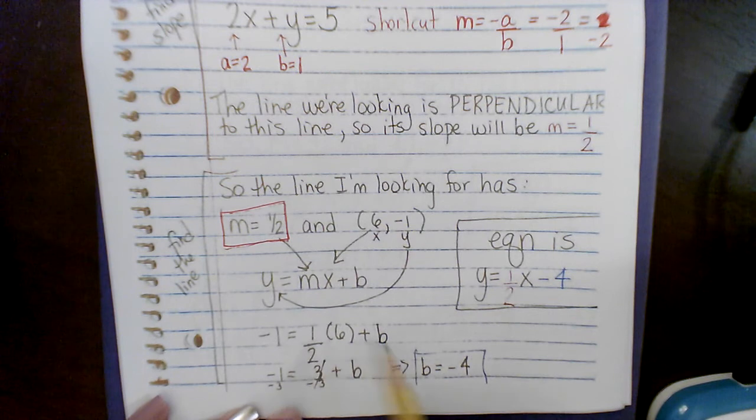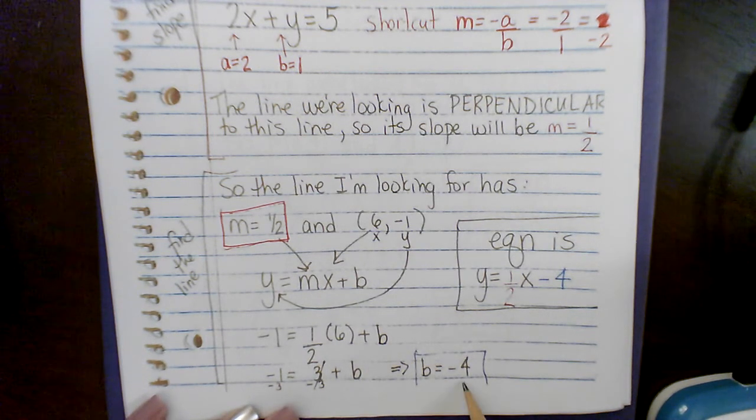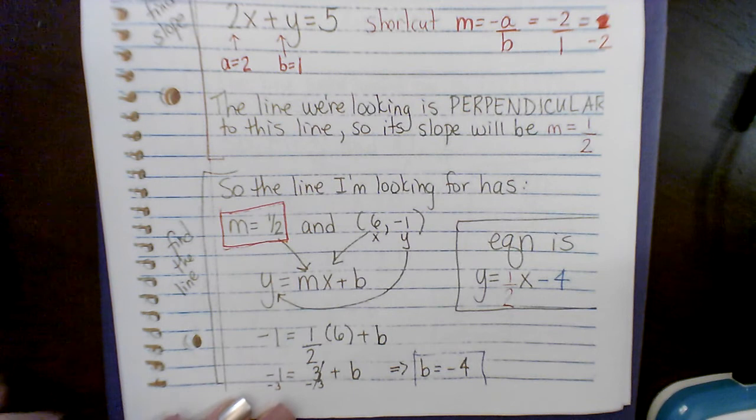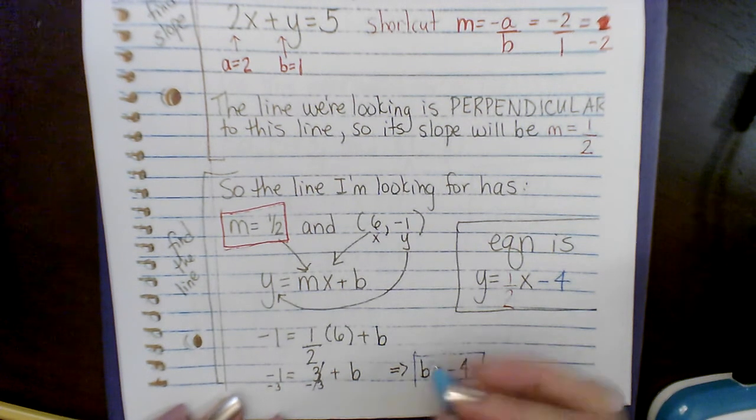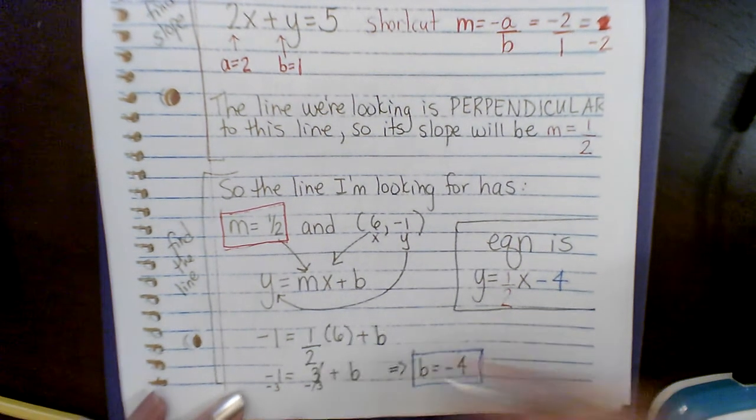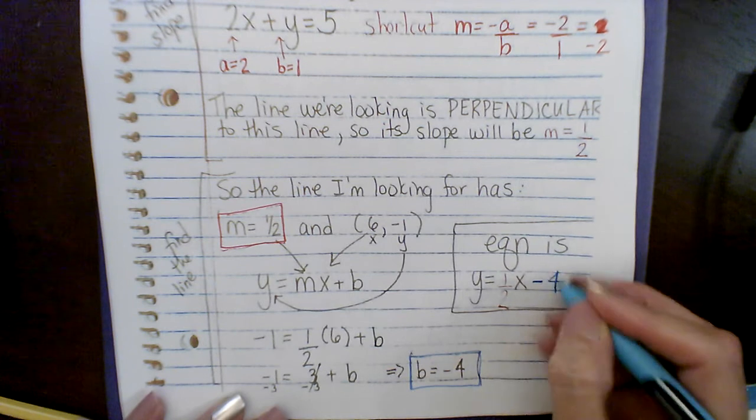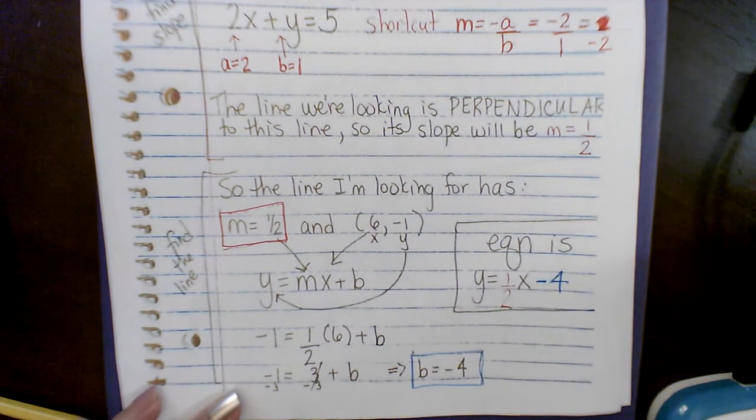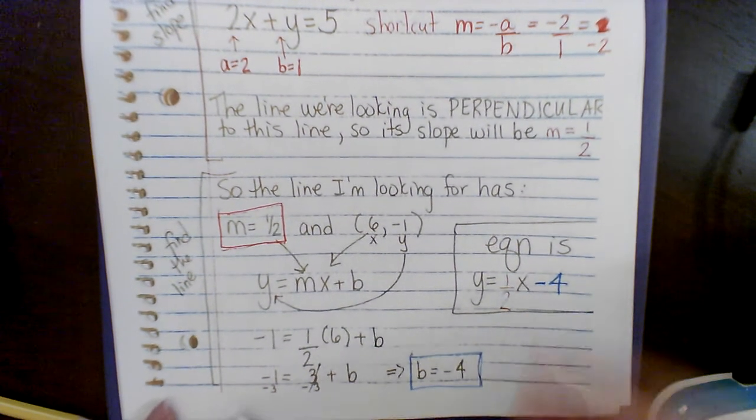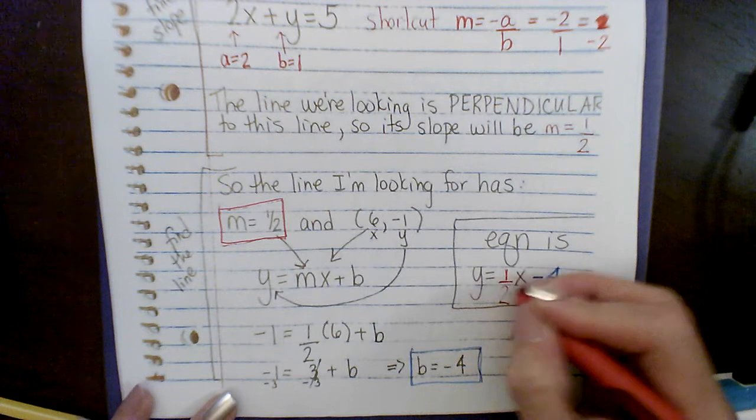1/2 of 6 is going to be 3, so I'm going to subtract 3 from both sides. I end up with b equals -4. Now that's not my final answer. I am just accenting that so that you can see over here how the b comes in to the final answer, as well as the m.